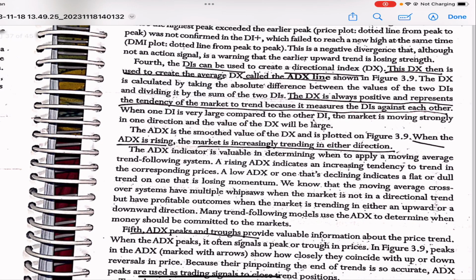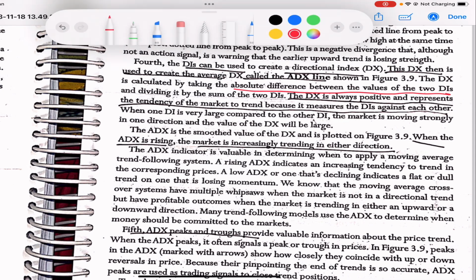Now ADX. ADX stands for average directional index. This is again showing us the direction of the trend. Here also you need to keep in mind that DIs are used, okay? The DX is calculated by taking the absolute difference between the values of the two DIs and dividing it by the sum of the two DIs. We've got two DIs, plus DI and minus DI. You subtract them and divide by the sum of the DIs. Subtracting the DIs and dividing by the sum of the DIs gives you the DX line.